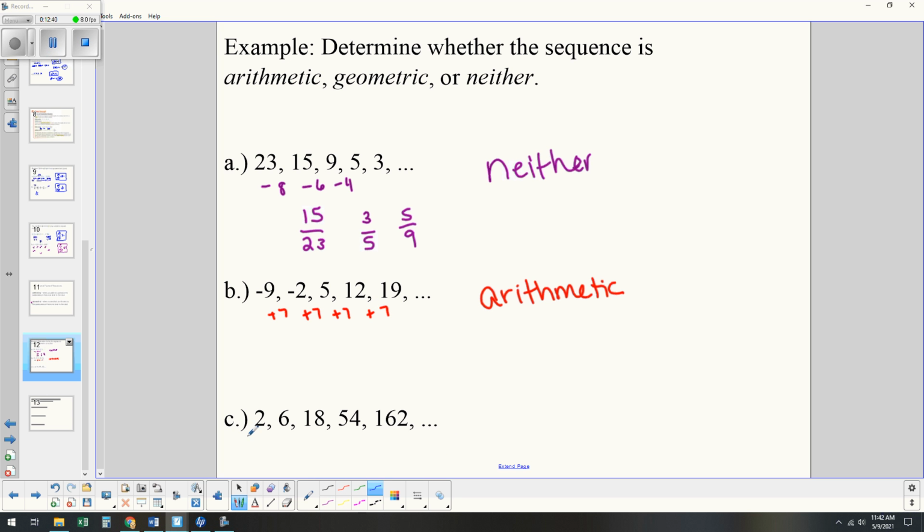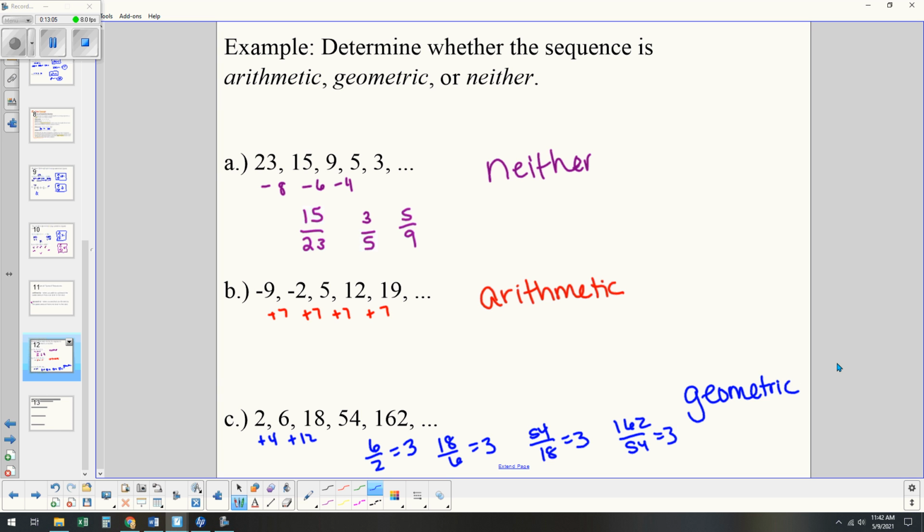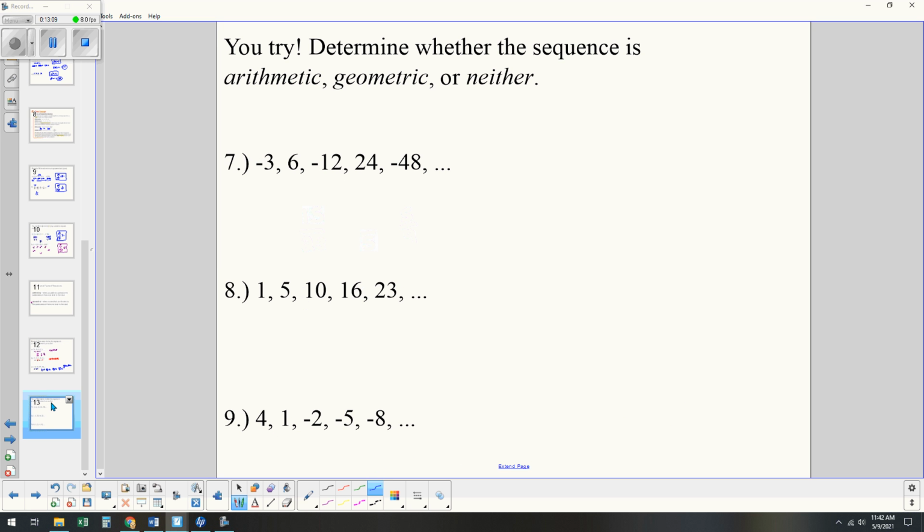In C, 2 to 6, we do plus 4. 6 to 18, plus 12. It's already not arithmetic. Let's check. 6 over 2 is 3. 18 over 6 is 3. 54 over 18 is 3. 162 over 54 is 3. So all of them reduce to 3, so that is in fact geometric. All right, so you're going to try the last set, pause it, and then you can check your answers.